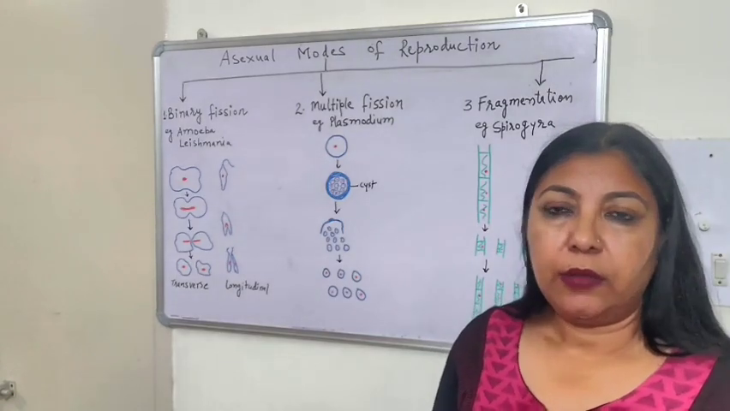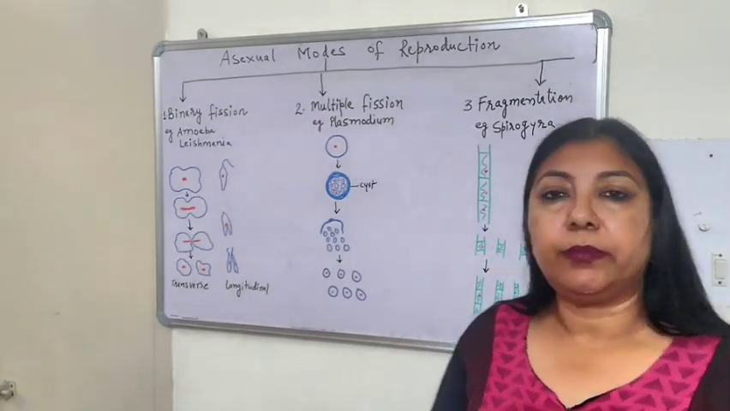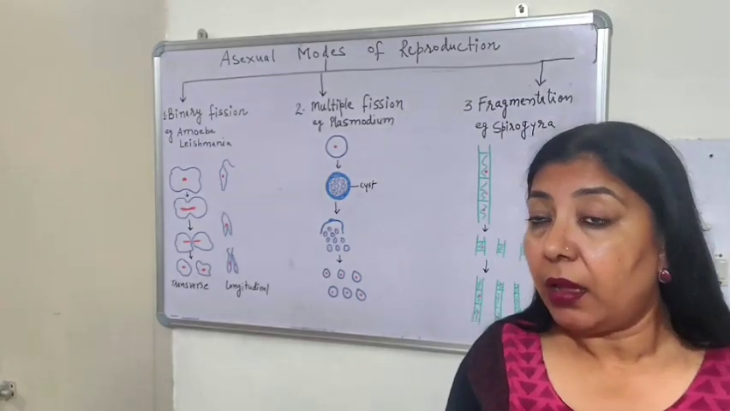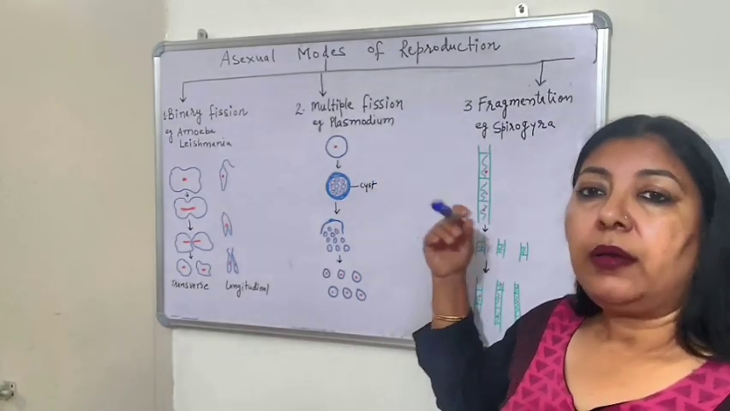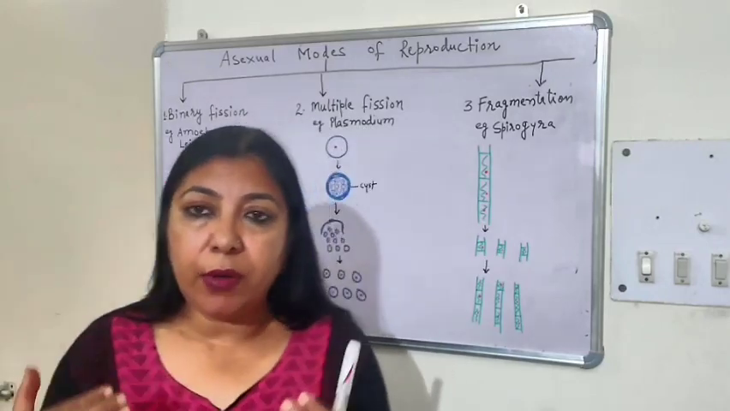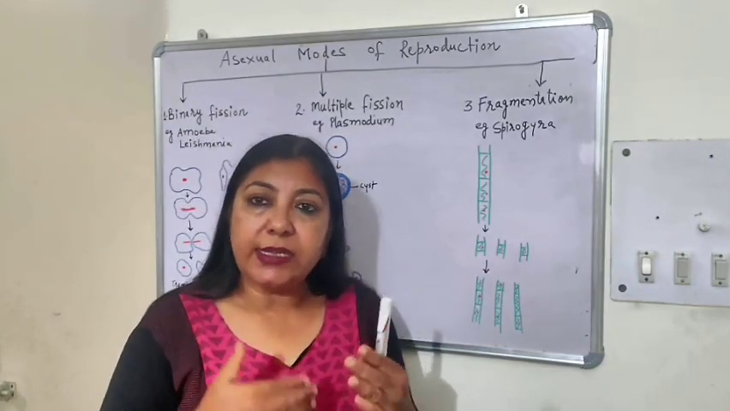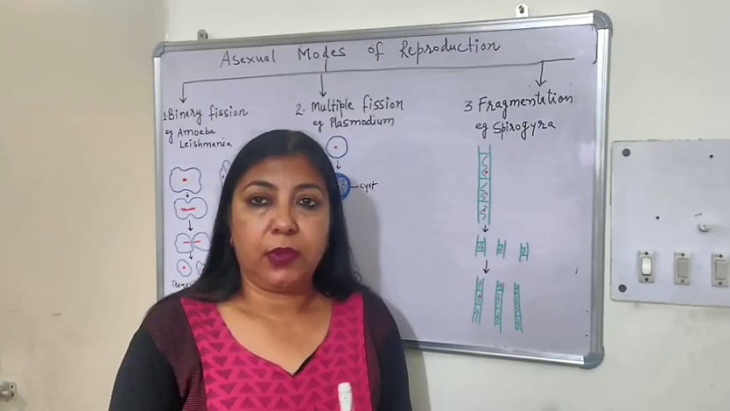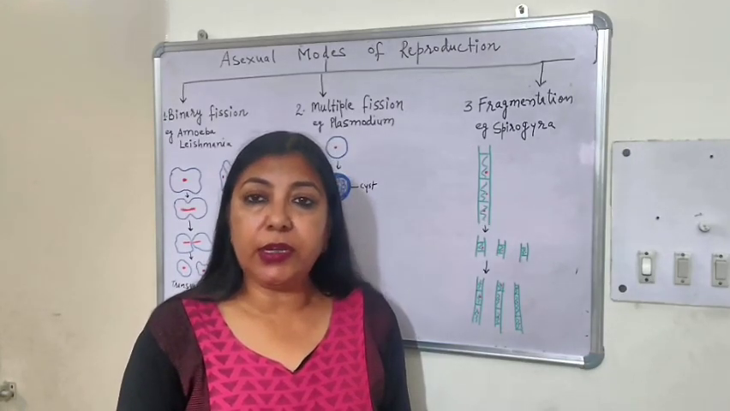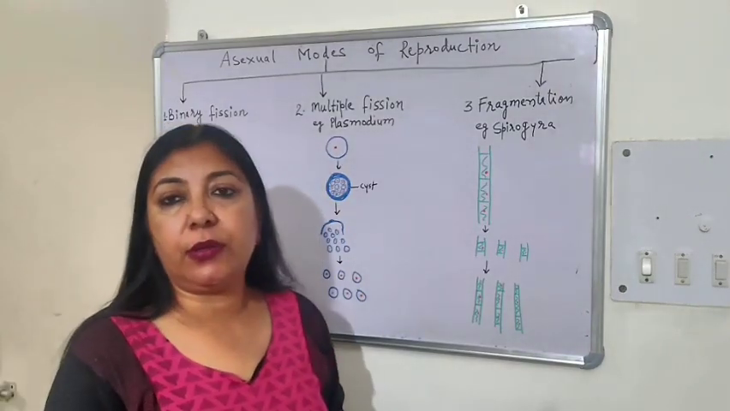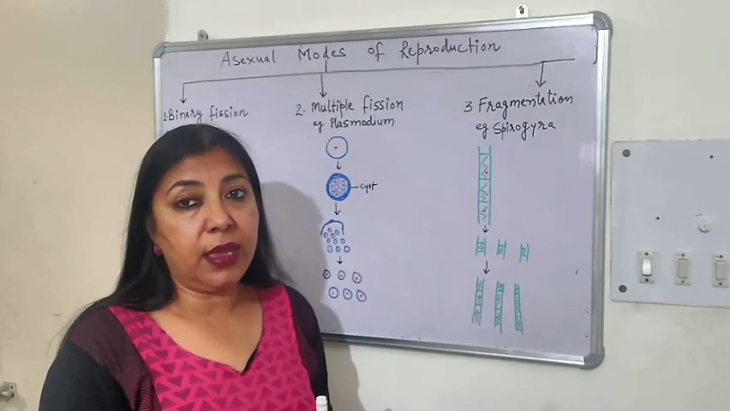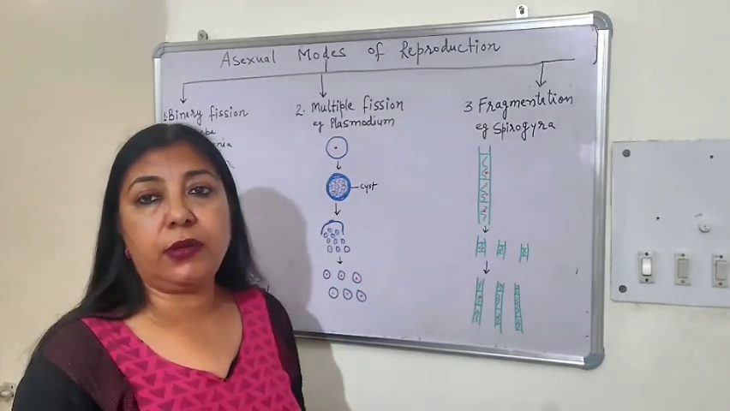Next is multiple fission, which is very common in Plasmodium. What is the name of the disease caused by Plasmodium? It is malaria. So the malarial parasite multiplies by multiple fission. Generally in the human body, it divides asexually in two body organs. One is our liver. It enters our body, goes into the liver and divides by multiple fission. After that, it comes into the blood, enters our RBCs and again divides by multiple fission.